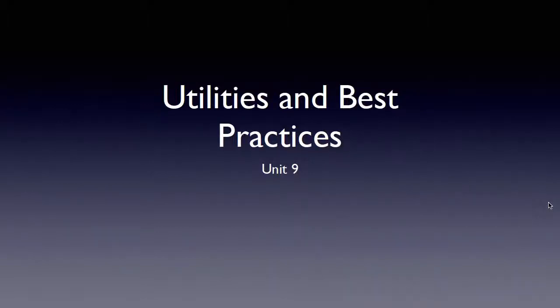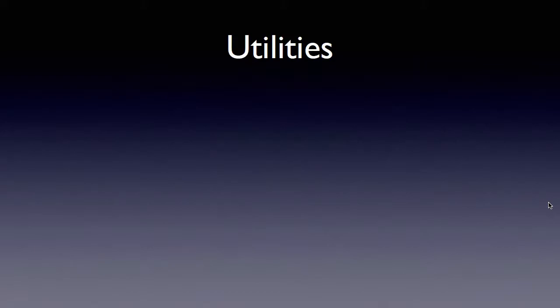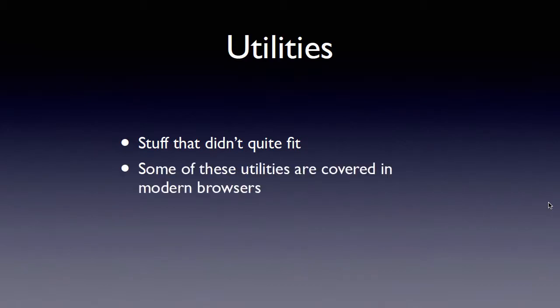Welcome to Unit 9, Utilities and Best Practices. Now, by utilities, what I mean is basically stuff that didn't quite fit into the earlier sections. I mentioned that jQuery had three primary areas: finding stuff in the page, changing stuff in the page, and doing Ajax. Well, jQuery also has a bunch of functions that do other things that don't fit into a nice bucket. That's what we're talking about in this unit.